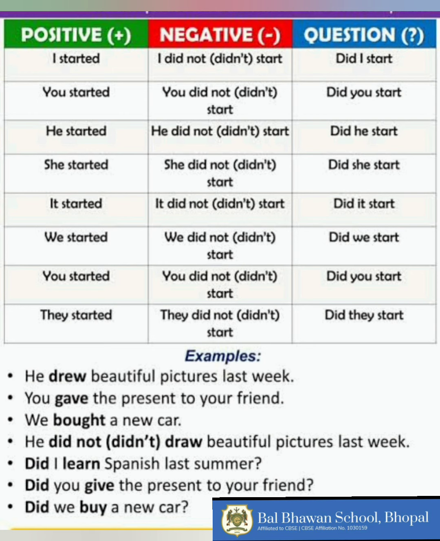This chart shows how a sentence can be written in positive, negative or question form in the past simple tense. Let us take the first example. I started, positive. I did not start, negative. Did I start? Question form or interrogative sentence.